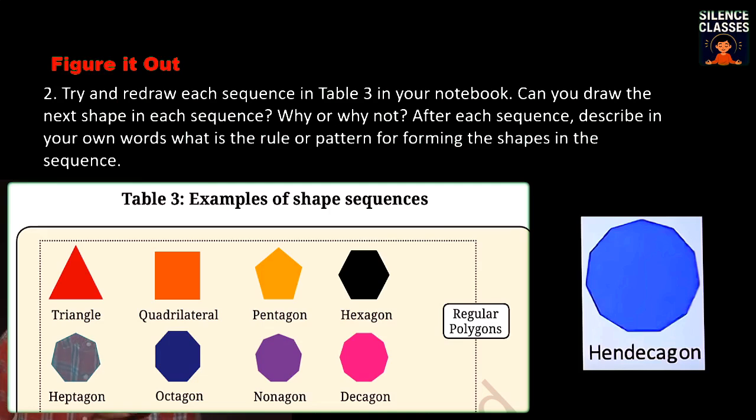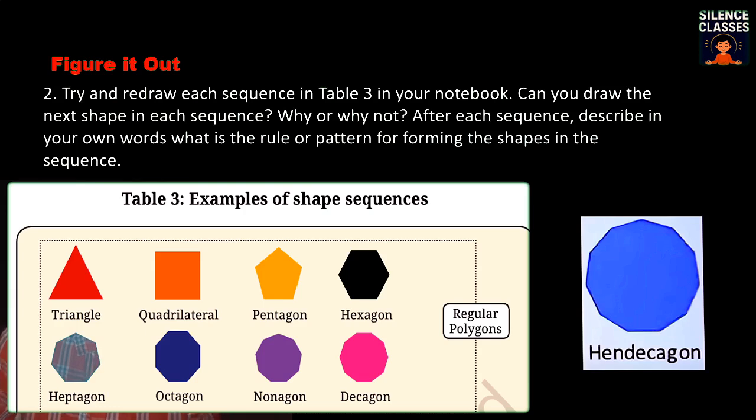Now try and redraw each sequence in table number 3 in your notebook. Can you draw the next shape in the sequence? Yes, definitely we can do that. Why or why not? After each sequence, describe it in your own words, meaning what sort of rule or pattern is used to form that particular sequence.